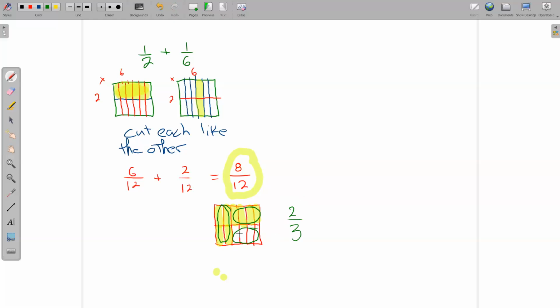So usually there's a bunch of ways to draw the picture to regroup. And so since we grouped by 4 here, to reduce this fraction, we are dividing top and bottom by 4. And that's how we're getting 8 divided by 4 is 2, 12 divided by 4 is 3, 2/3 is a reduced answer.